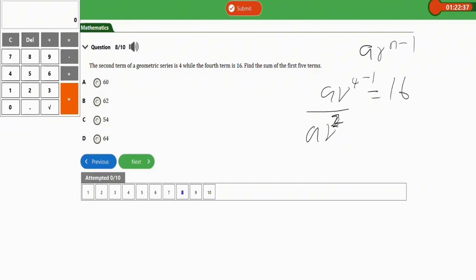Let me write it here. So alright, second term: ar = 4. When you break it down, it's the same thing as ar^3 = 16 over ar equals what?